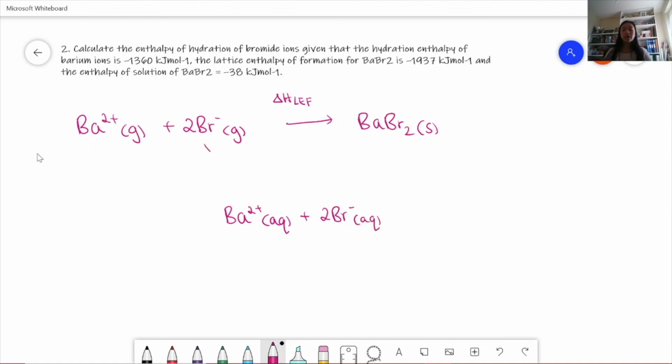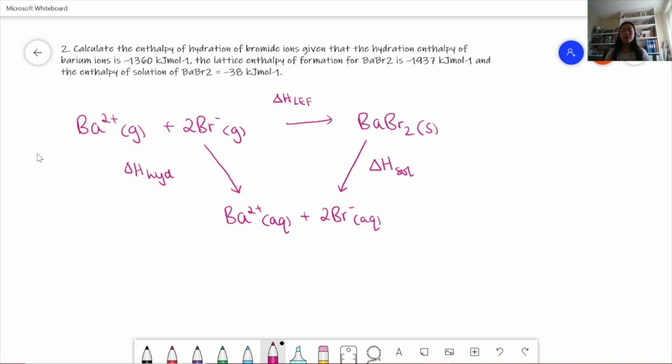Going from the gaseous ions to the aqueous ions, these are the delta H of hydrations, because we're adding water to these gas ions to form aqueous ions. And then to get from the barium bromide to these aqueous ions, we're basically getting the delta H of solution of this solid ionic compound, because we're adding enough water to it to separate the ions so that they all become separate.